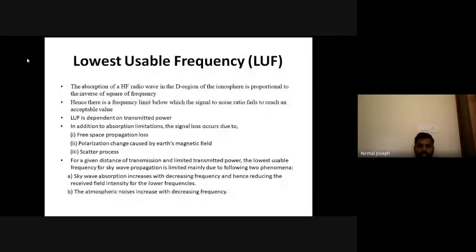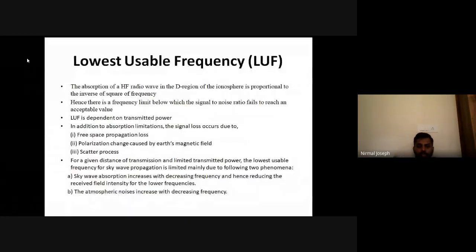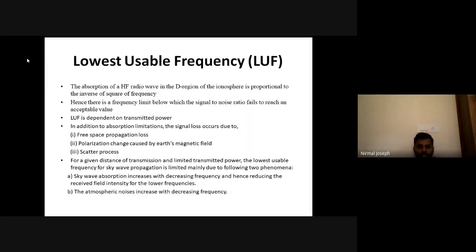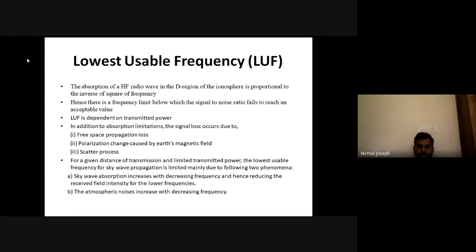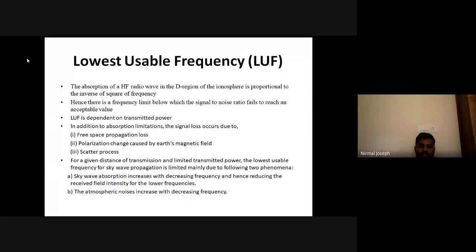So, for a given distance of transmission and limited transmission power, the lowest usable frequency for skywave propagation is limited mainly due to two phenomena. Already we have discussed these two. What are those two? First one is the absorption, and second one is the increase of noise with decreasing frequency. That we have discussed in the first class. That means in lower frequencies, the noise will be higher.